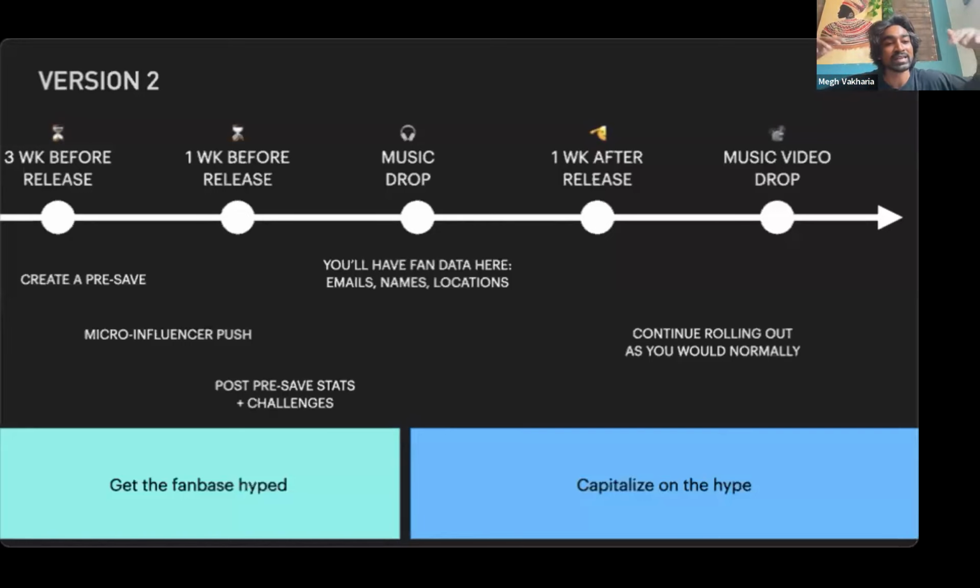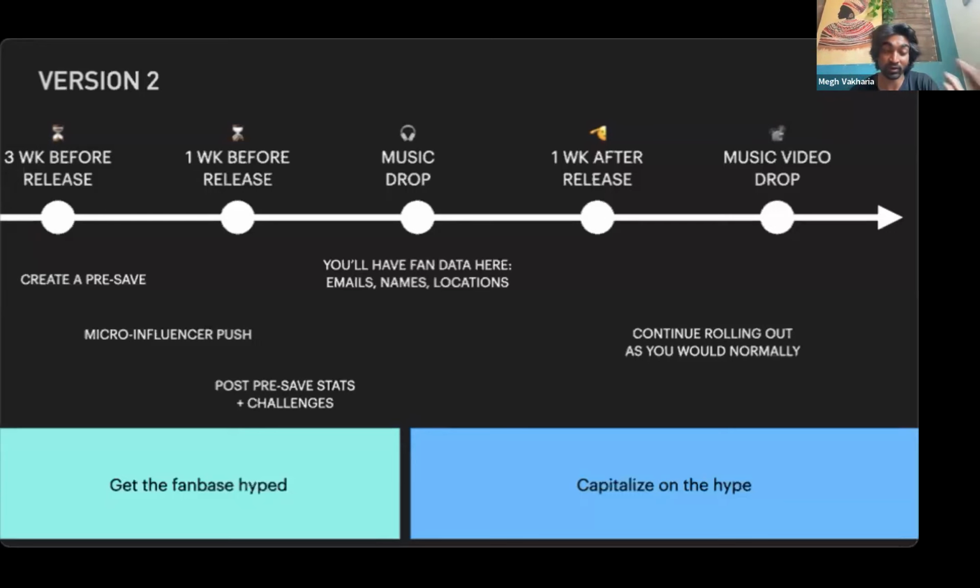content and the idea of a fan making content on your behalf. So take that money, get 30 micro influencers, right? Now you have a bunch of fans out there making content. Post that on Instagram, like, yo, we've gotten 30 people making videos to the song already. Can we get it to 20 pre-saves? Challenge your fan base to work for you in a sense, but get them hyped throughout that process.